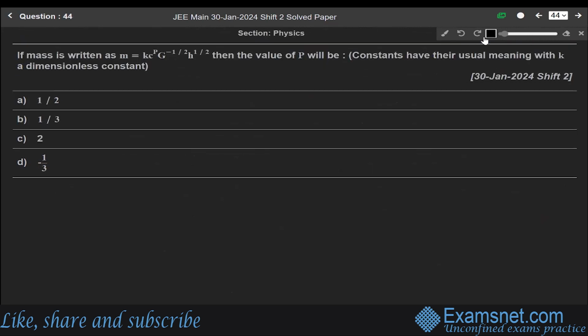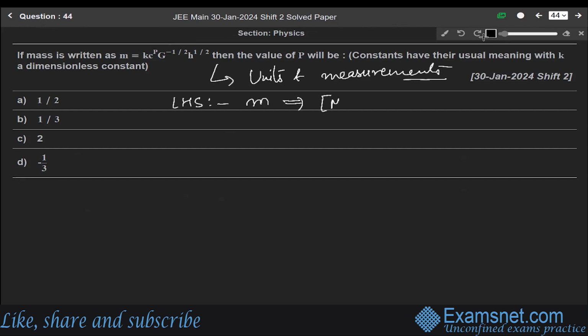Now next question 44. If mass is written as m equals k c raised to the power p, G raised to minus 1 by 2, h raised to 1 by 2, then the value of p will be. This question is from the chapter of units and measurement. According to this, we have to find the value of p. Let us first write the LHS. LHS is mass m, so its dimensions are M, L0 and T0.